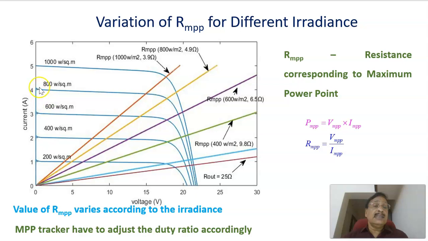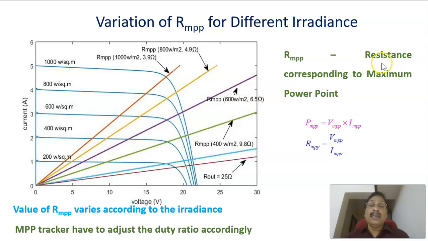As the irradiance changes, it shifts downward here, 800 watts per meter square. Through the knee point, the resistance line passes through that one. You can see that the resistance increases. RMPP increases as irradiance reduces. Again, for 600 watts per square meter, again this straight line, the slope of this one represents that resistance, and again it is increasing.